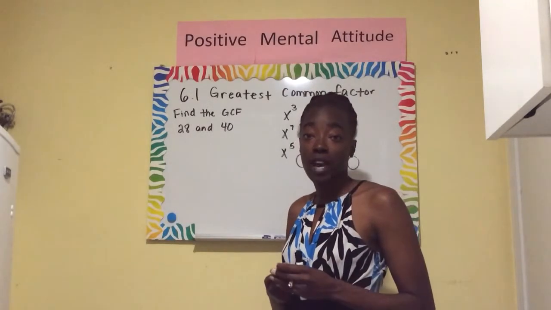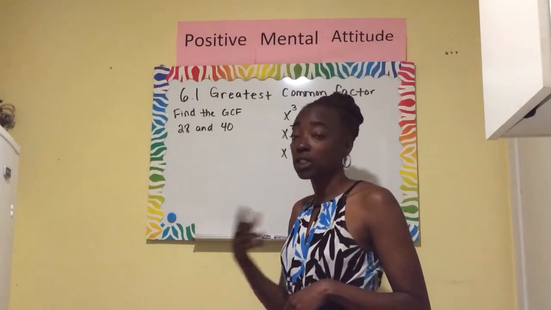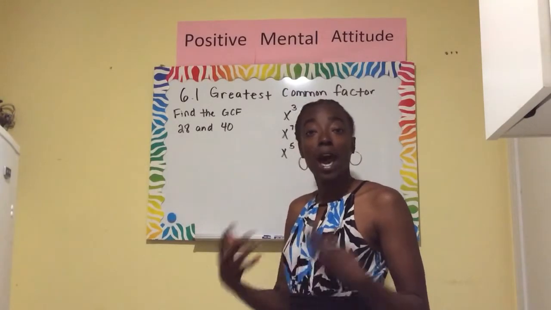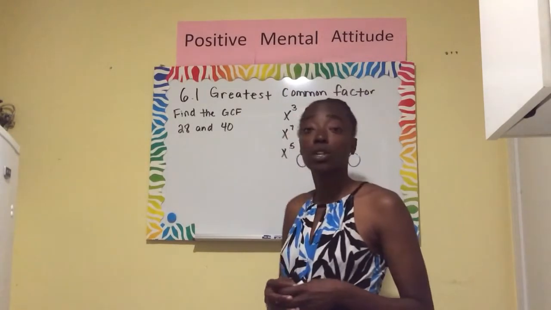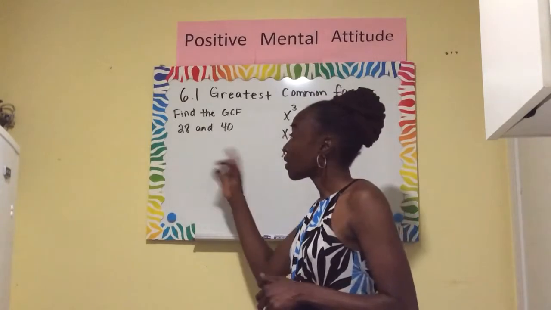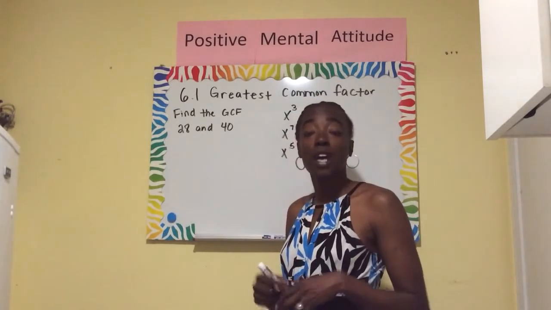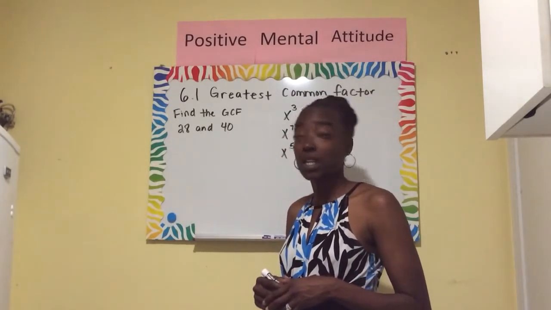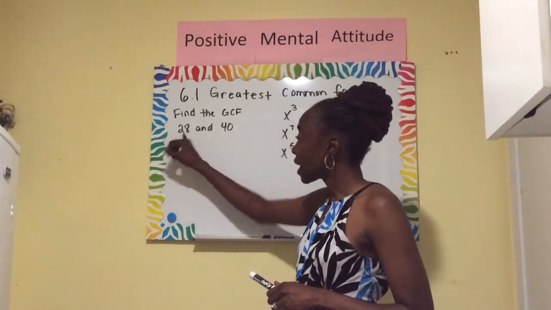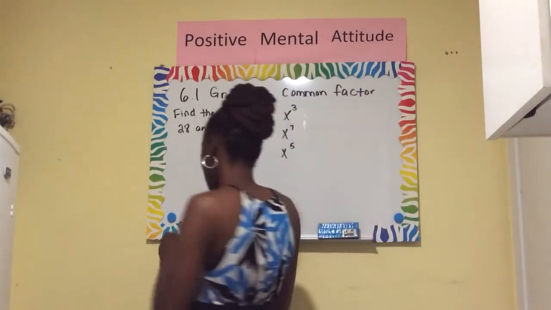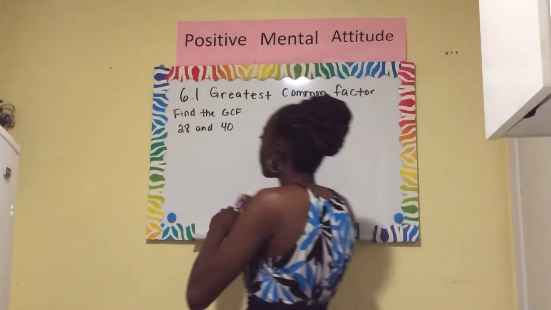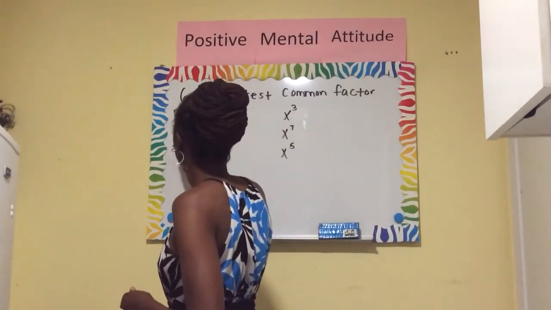There's a couple of ways you can find the GCF of numbers. You can watch another previous video to see how to find the GCF. But today we're going to use the factor tree method. On the factor tree method, all you're doing is finding the two numbers that multiply together to get you those two numbers. So for 28, two numbers that multiply to give you 28, in this case, will be 2 times 14.